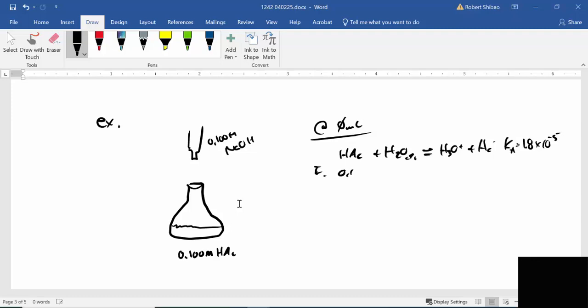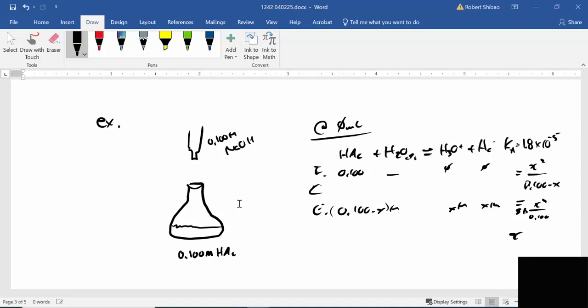And so the initial is 0.100, water, 0, and 0. And there's going to be a change. At equilibrium, I'm going to have 0.100 minus x, and x molar. And so Ka is equal to x squared over 0.100 minus x. And then we use the simplifying assumption. It's just going to be x squared over 0.100 and solve for x, which comes out to 0.001334, which is a 1.3% change, and so it's okay.